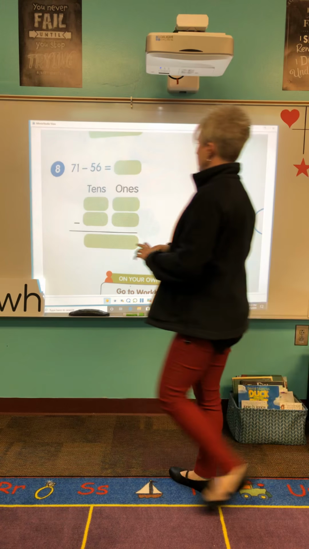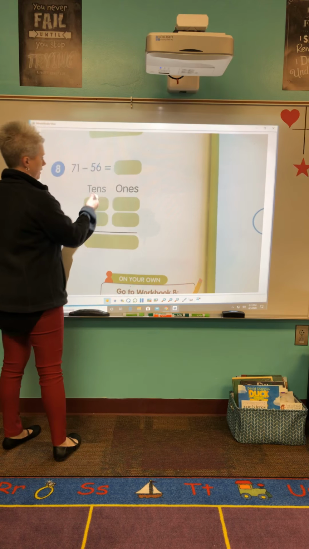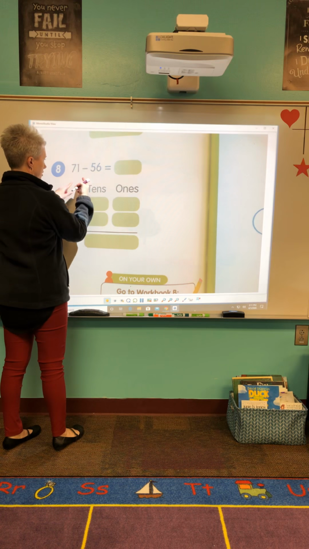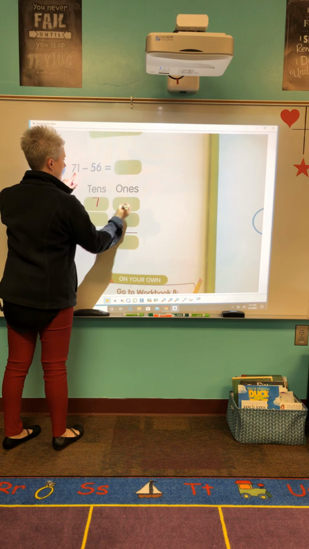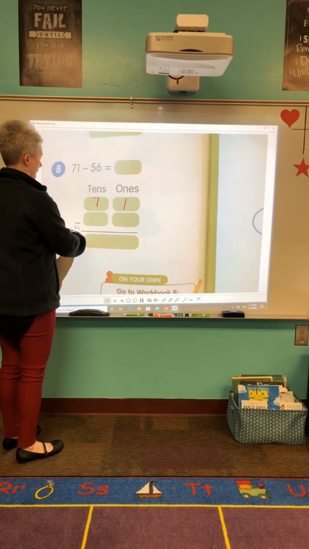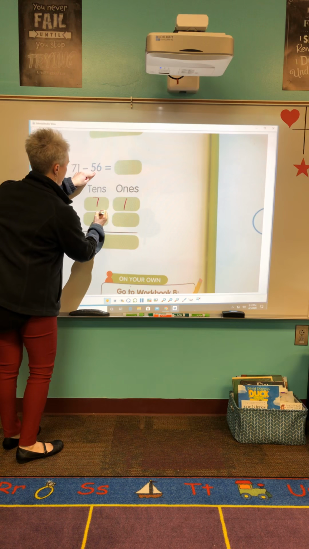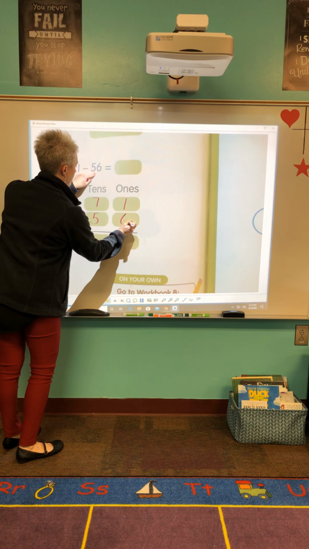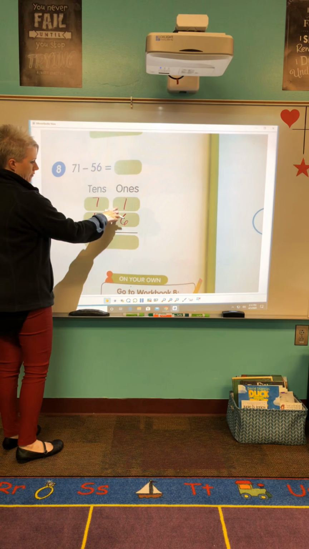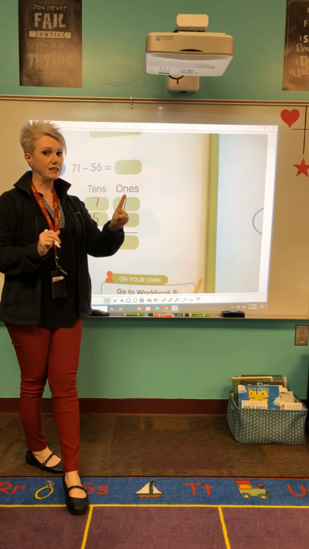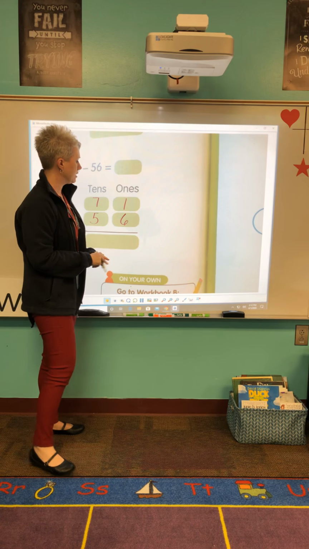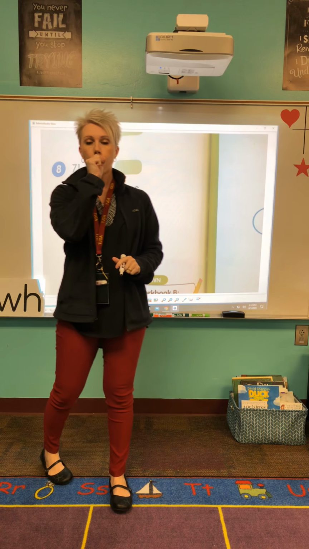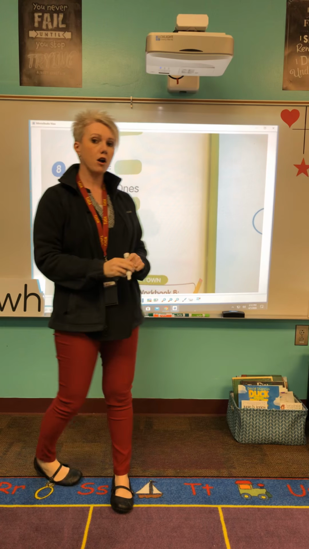We'll do 71 minus 56. So we'll stack it first. 71, 7 tens, 1 one, minus 56, 5 tens, 6 ones. If I have 1, can I take 6 away? I cannot. I need to do what? Blow it into your hand? Release it. Borrow. Good job.